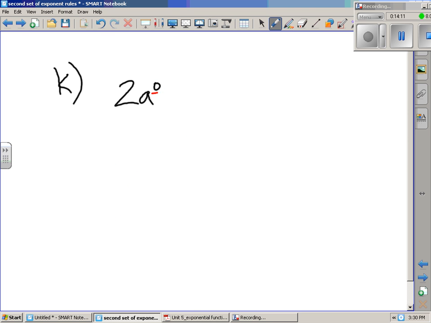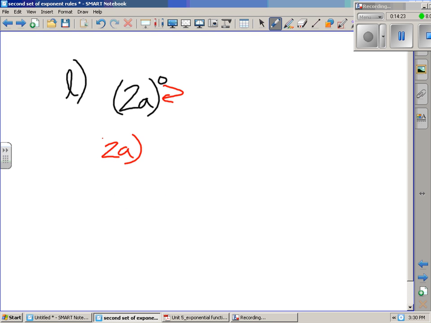Okay, the 0 only goes to what it's directly beside, so a to the 0th power is equal to 1, and we get a result of 2. In this case, the 0 goes to the entire set of parentheses, so the entire thing, everything in here, 2a, that whole thing becomes 1.